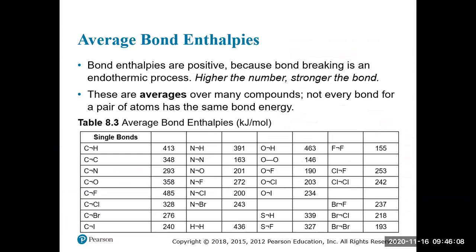Let's talk bond enthalpies for a few moments. So bond enthalpies are positive. So remember, enthalpy is our old friend delta H. So bond enthalpies are positive because bond breaking requires energy. So it's endothermic. So in other words, to break a bond, you've got to put energy in. If you're putting energy in, it's endothermic. So the higher the number, the stronger the bond. So this just gives you a feel for some relative bond energies is all we're trying to communicate here.